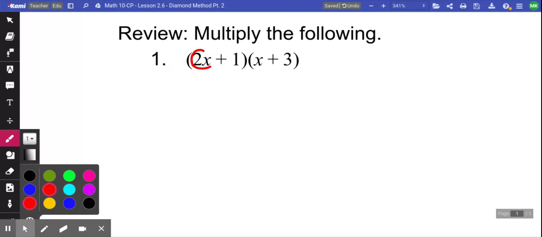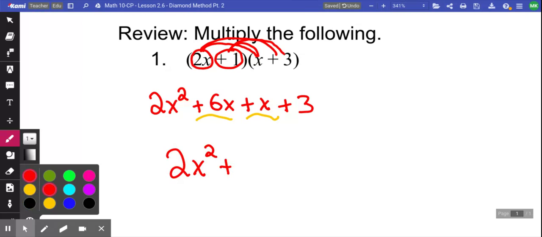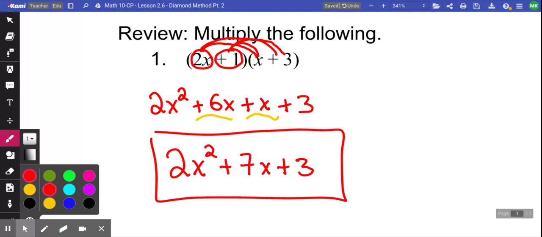So I take my 2x, I multiply it by x to become 2x squared, and then multiply it by 3 to become plus 6x, and then take my plus 1, multiply it by x to become plus 1x, multiply it by 3 to become plus 3. My like terms are right there. So it's 2x squared plus 7x plus 3. And 2 binomials became a trinomial like we're used to.